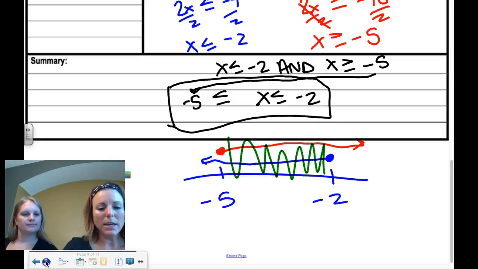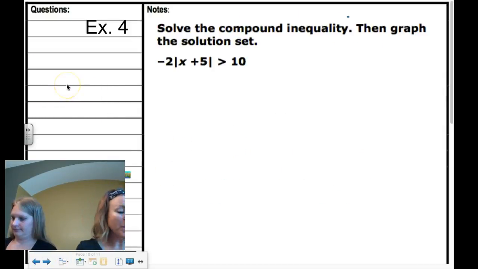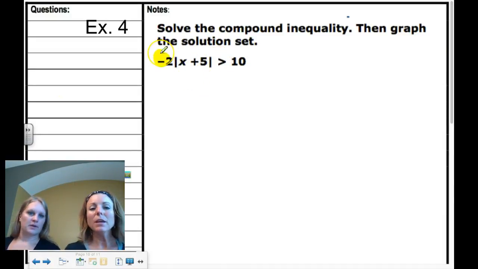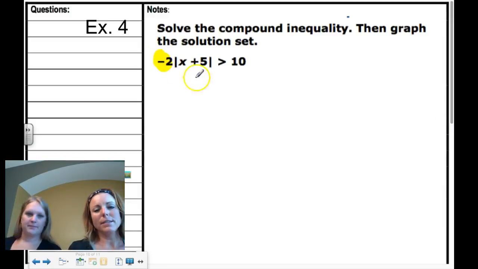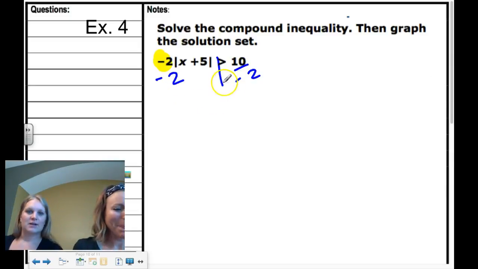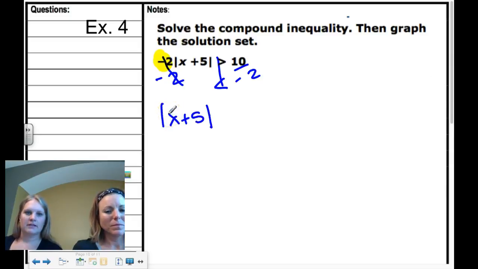Perfect. Next page. This is actually a very important one to do, and I'll tell you why when we get to it. Again, we've got to isolate. We've got to get rid of that guy. So I'm going to divide both sides by -2. I'm dividing by a negative, so what happens? We have to flip the sign. I'm going to change it right here so that I remember. So I'm left with absolute value of x plus 5, and now it flipped, is less than -5.